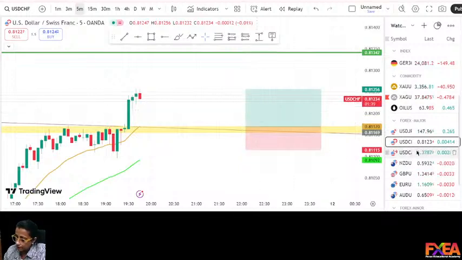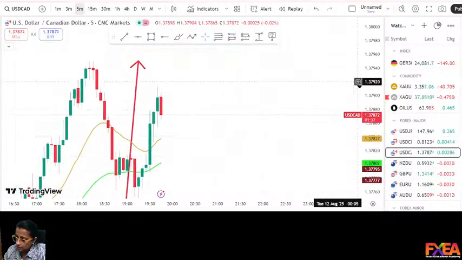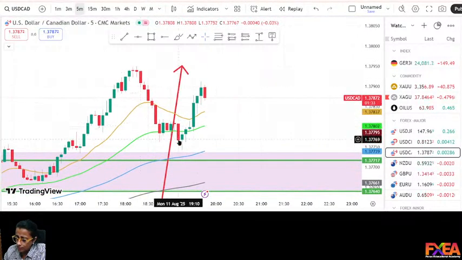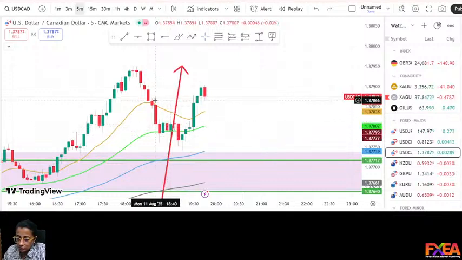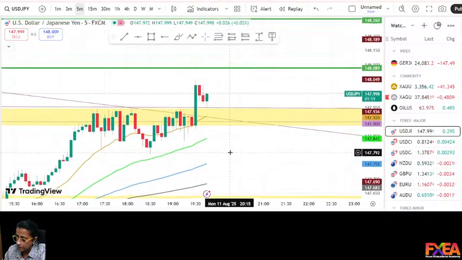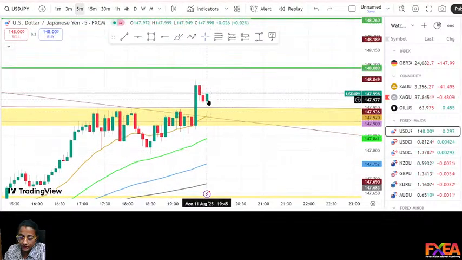So what's happening to USD CAD? USD CAD is also the same scenario. We had a strong pullback in USD CAD. Why? Because oil was also accelerating that move. Now if you see USD JPY, we can get a pullback trade here. It's moving up. We can get a pullback trade here.